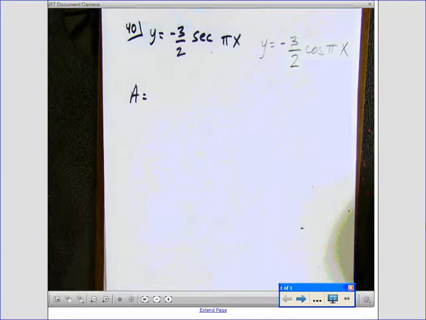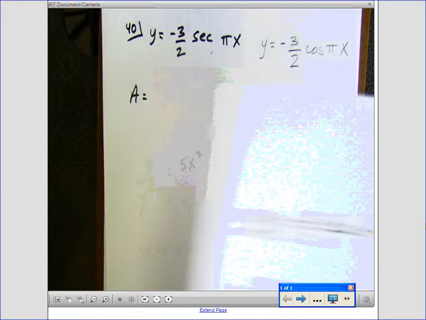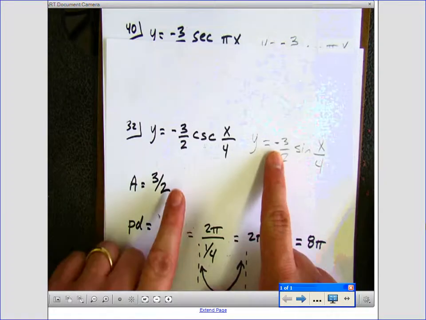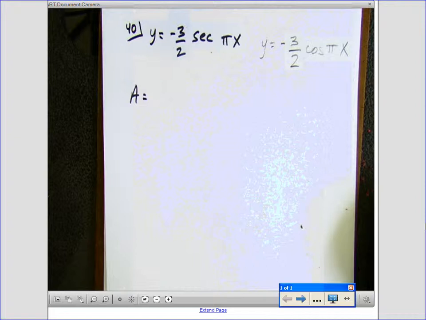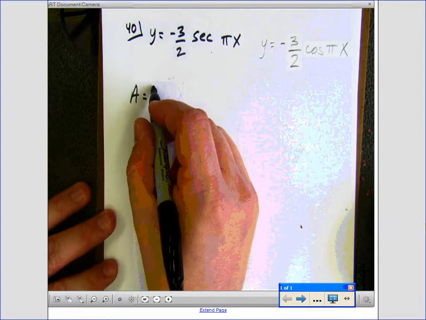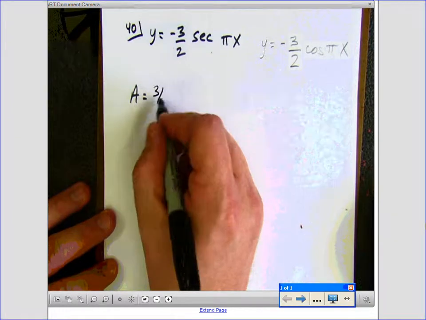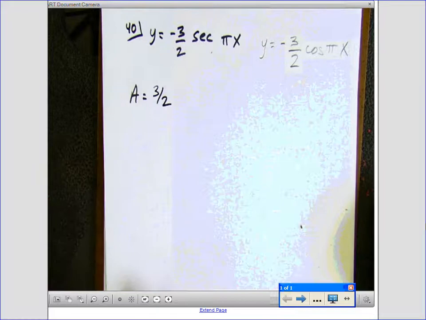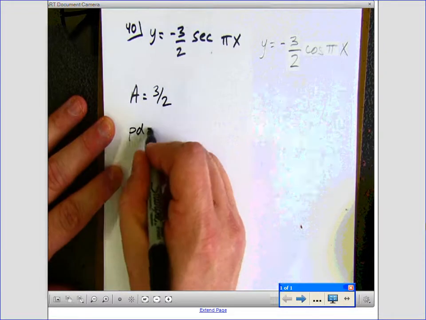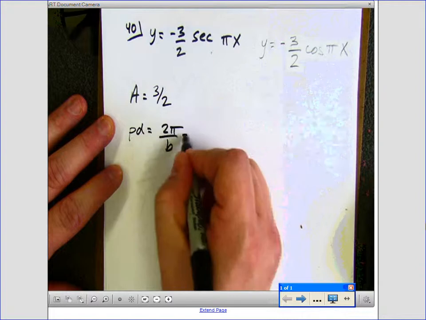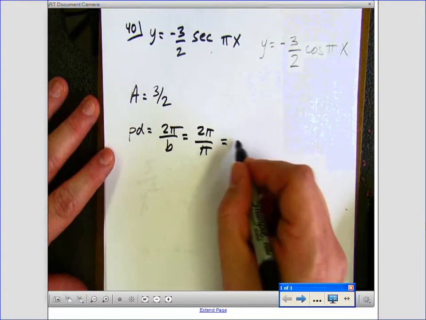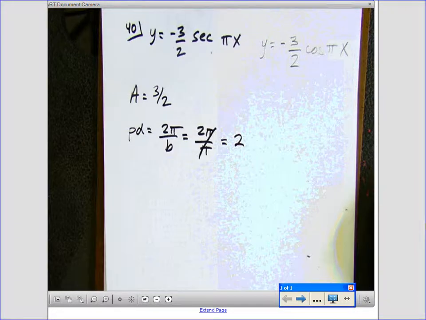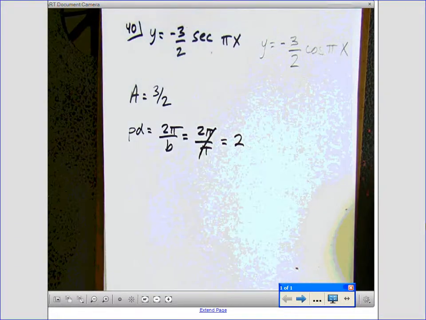Hang on. Now they were both negative. You probably just missed copying down that negative sign. All right, help me out here. Amplitude. It's 3 halves. No negative because it's absolute value. Now, period. It's 2 pi over b. What's the b? Pi. So the pi's would just cancel, so it'd just be 2. So this time my period is not in terms of pi.